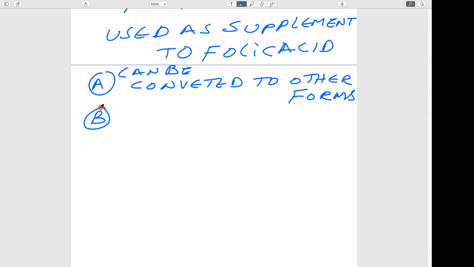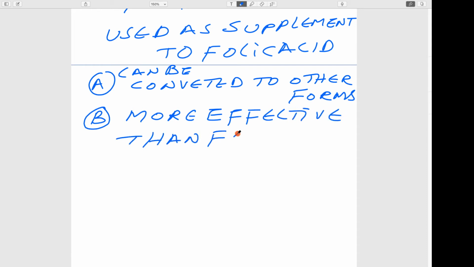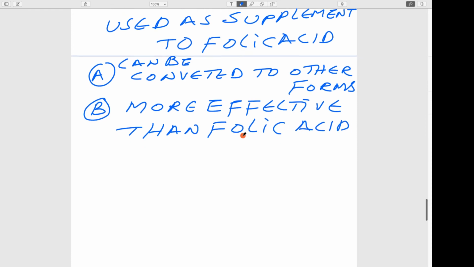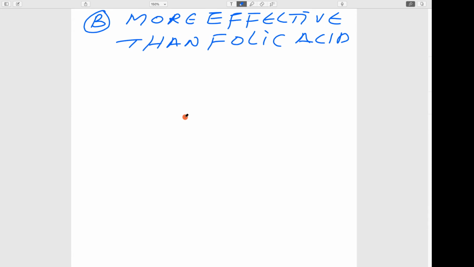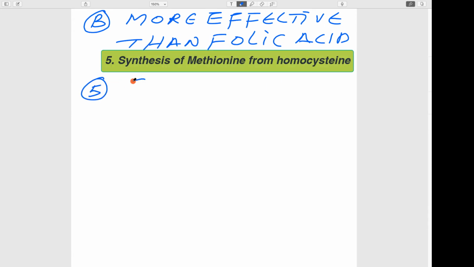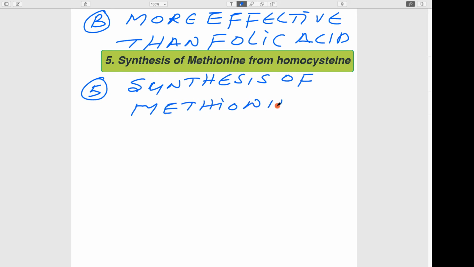The second use is that it is more effective than folic acid. Because of these two reasons, it is used as a supplement. The next one, the fifth one, is the synthesis of methionine from homocysteine.